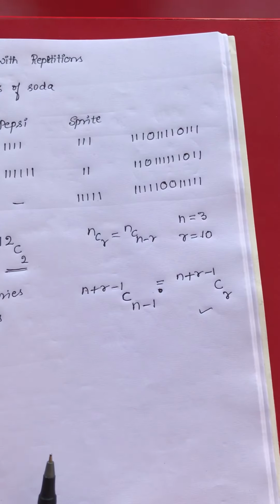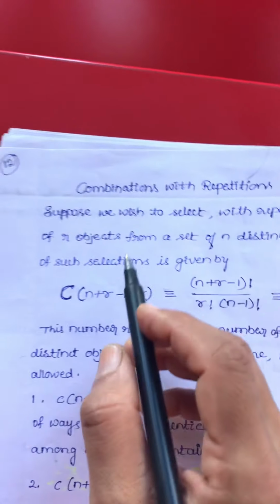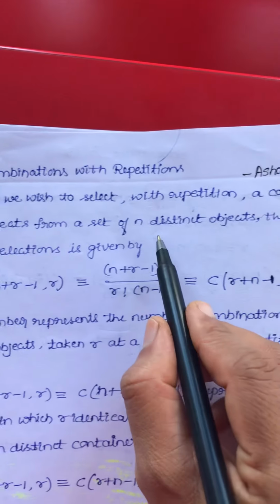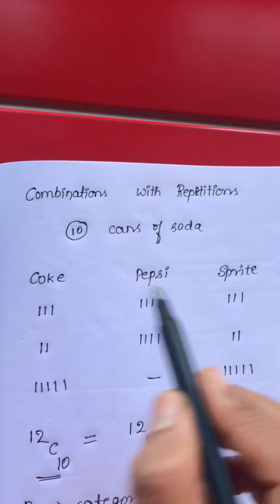So n plus r minus 1 C r gives the formula. Suppose we wish to select with repetition a combination of r objects from a set of n distinct objects. See, Coke, Pepsi, Sprite, these are distinct ones.